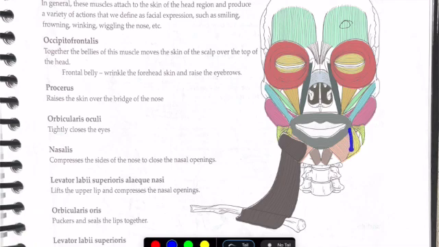Then we have depressor anguli oris, depressor labii inferioris, mentalis, and then your platysma right through there. Nasalis, orbicularis oris.